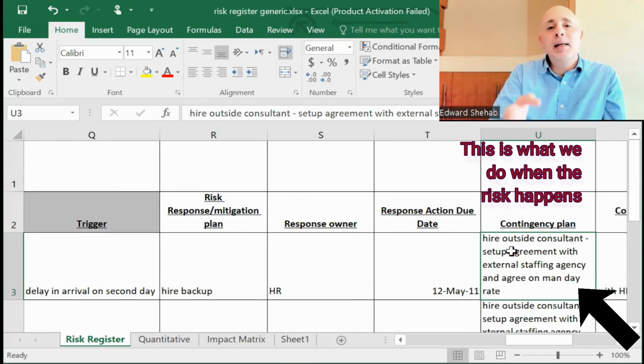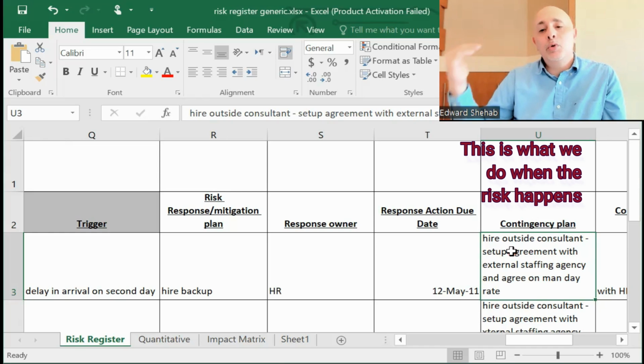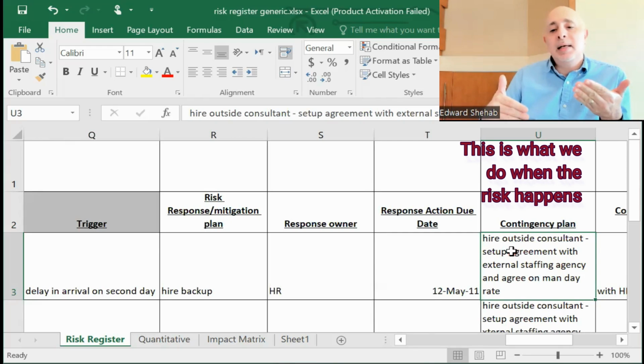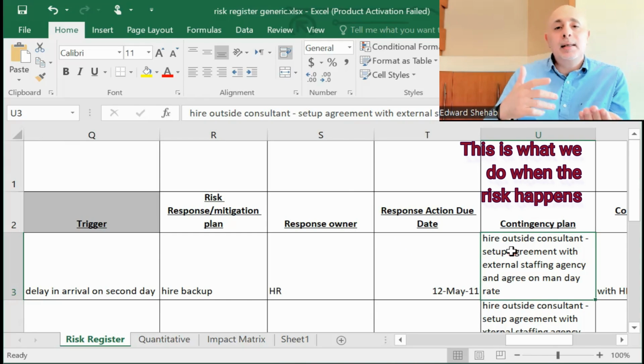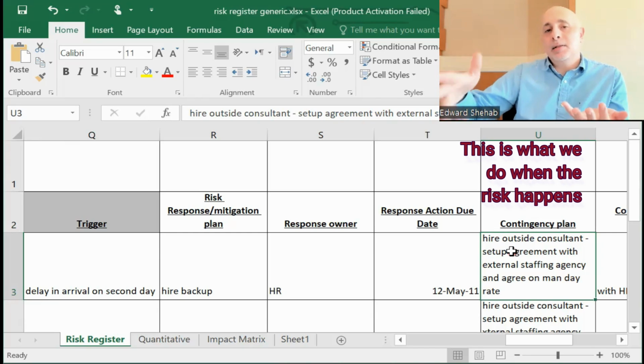So the contingency plan is my backup. This is the example with the fire where you run down the stairs. This is what you do. You buy insurance as a mitigation for getting sick and the expenses associated with it. And the contingency plan, when you are sick, this is when the risk became the issue, is to go to the doctor or the hospital, right? So that's the contingency plan. This is what you do when the risk happens.